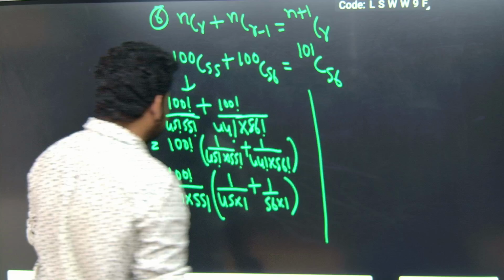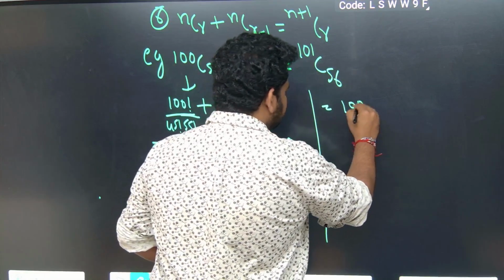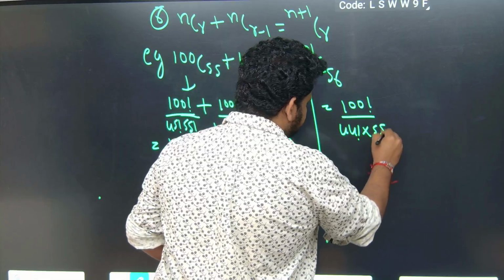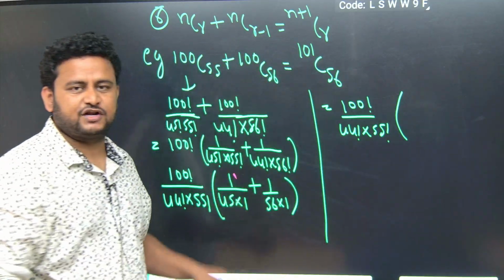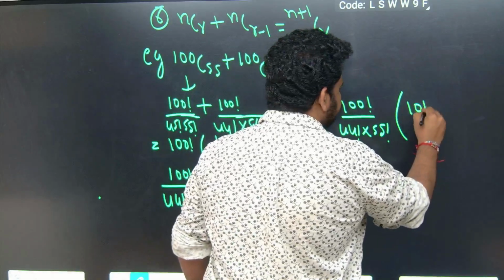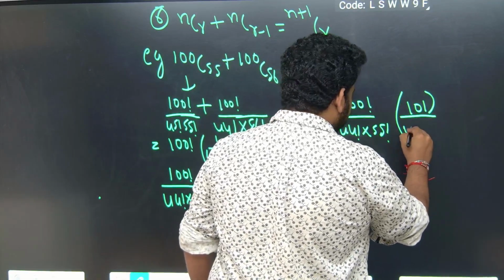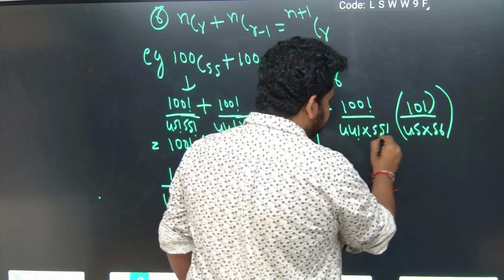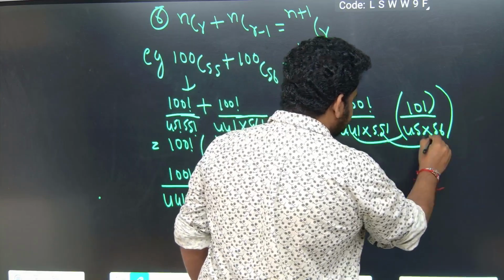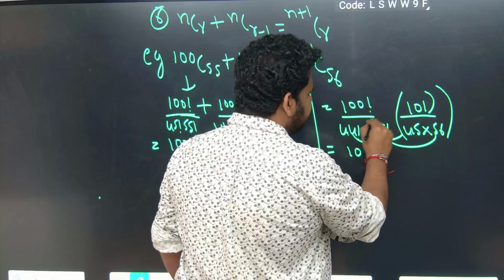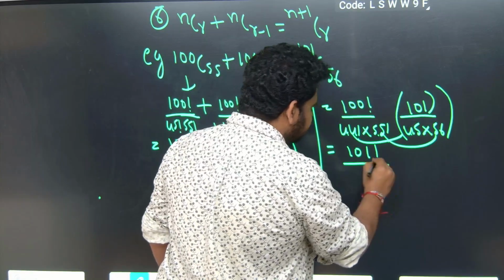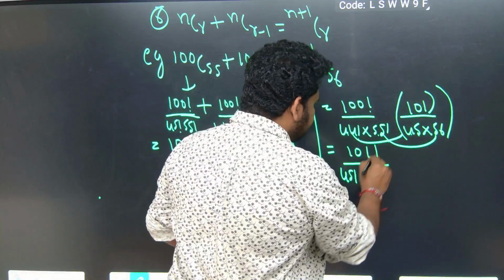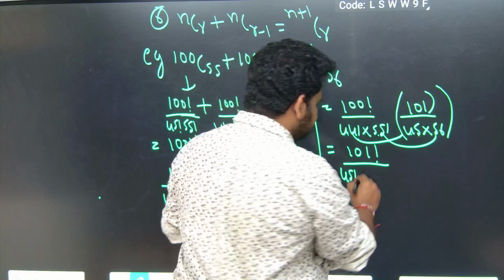Now I can write this as 100 factorial by 44 factorial into 55 factorial. Now if I take LCM, I will get 56 plus 45, that is nothing but 101 divided by 45 into 56. If I write 44 factorial into 45 and 55 factorial into 56, I will get 101 factorial divided by 44 factorial into 45, which I can just write as 45 factorial, and 55 factorial into 56, which I can write as just 56 factorial.